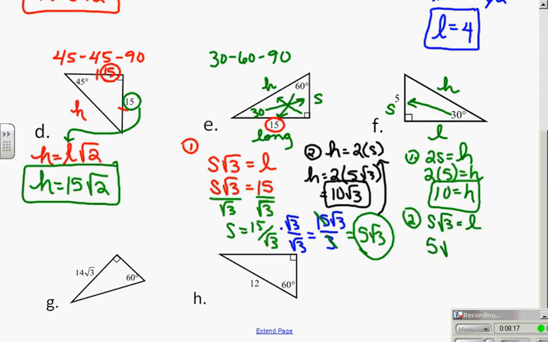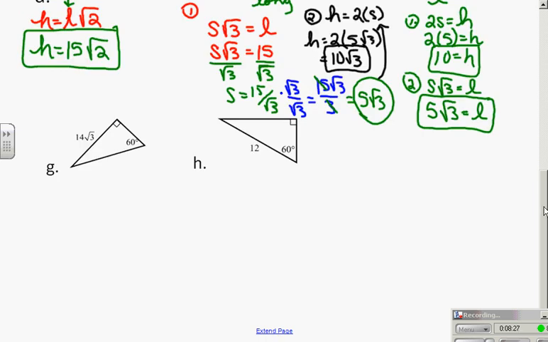Second part of our problem is the short side to the long side. And we know that the short side times the square root of 3 is equal to the long side. Our short side is 5. And that is all that's required. Our last two examples of these.